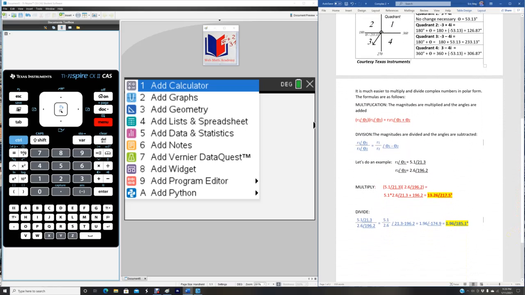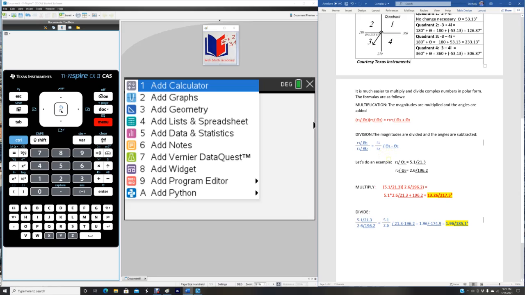As I mentioned, it's much easier to multiply and divide complex numbers in polar form. The formulas are simply as follows. For multiplication, the magnitudes are multiplied and the angles are added, so that r1 theta 1 times r2 theta 2 simply equals r1 r2 times the quantity theta 1 plus theta 2. Division is just as simple as the multiplication. The magnitudes are divided and the angles are subtracted. So here we have r1 over r2 and theta 1 minus theta 2.